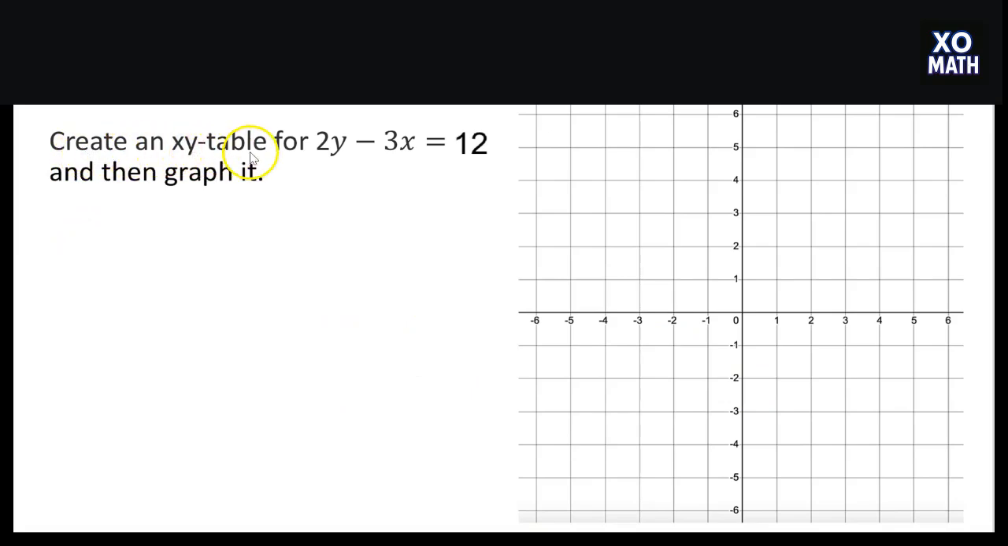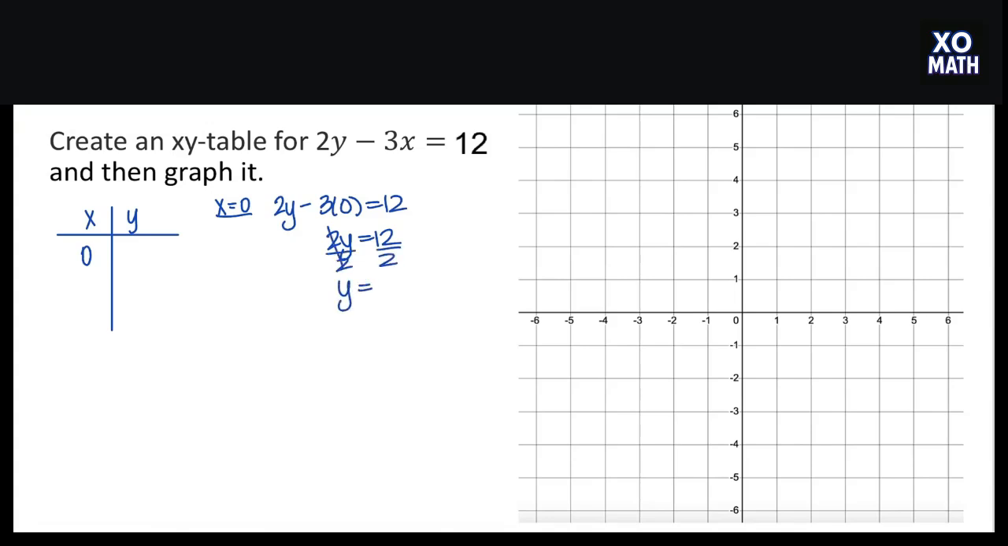We want to create an xy table for 2y minus 3x equals 12 and then graph it. So here's our xy table. I'm going to start by letting x equal 0. If x is equal to 0, our equation becomes 2y minus 3 times 0 equals 12. 3 times 0 is 0, so we have 2y is equal to 12. And dividing both sides by 2, we get y is equal to 12 over 2, which is 6.